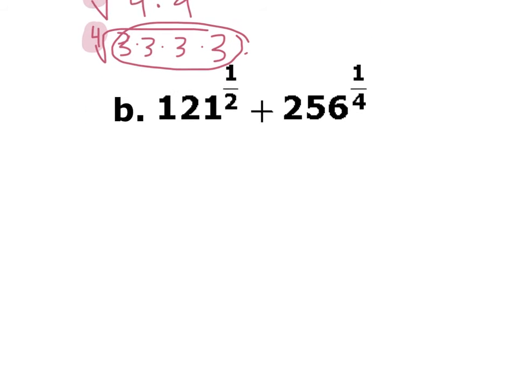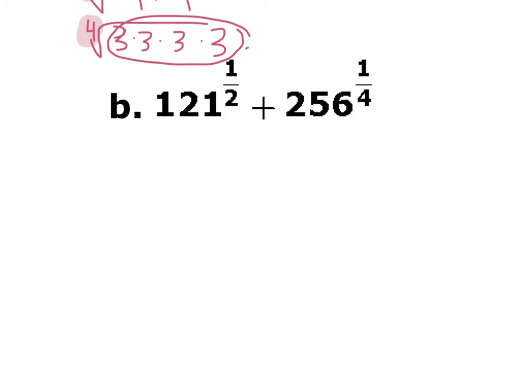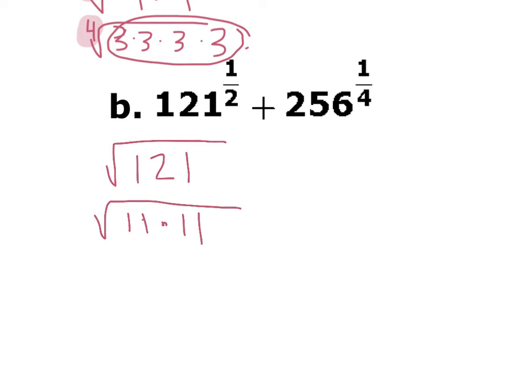Okay, part B. What do we do for this one? Where do we start? We take the square root of what? 121. So we're going to treat this as 2 problems. So let's do the first part first. We're going to do the square root of 121. What are some factors of 121? 11 and 11. Do we have a pair? So we just circle our pair. So what's our answer going to be here? 11.